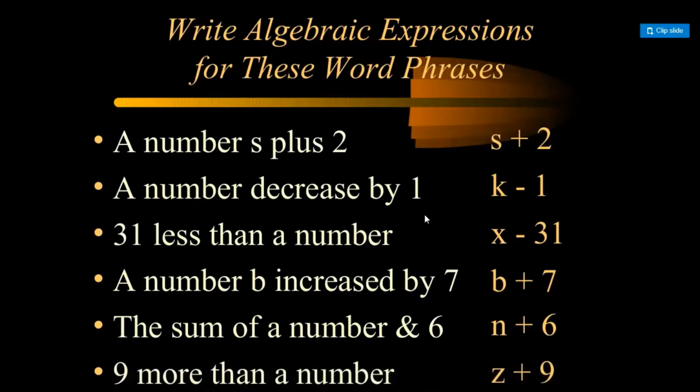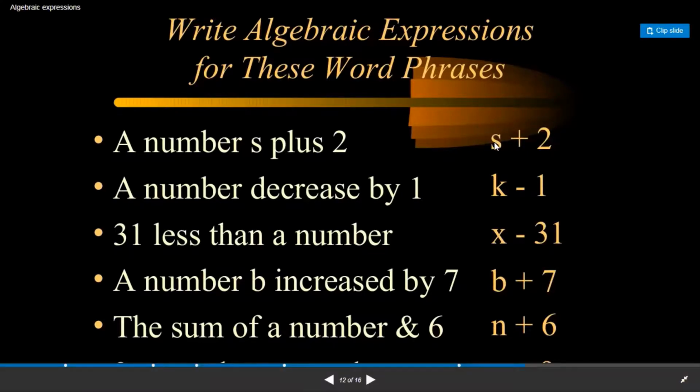We can also use this one, a number s plus 2. A number decreased by 1, k minus 1, because the word decrease means subtraction. 31 less than a number, so x minus 31. Always remember that we need to put our variable first before our number. A number b increased by 7, so b plus 7. The sum of a number and 6.